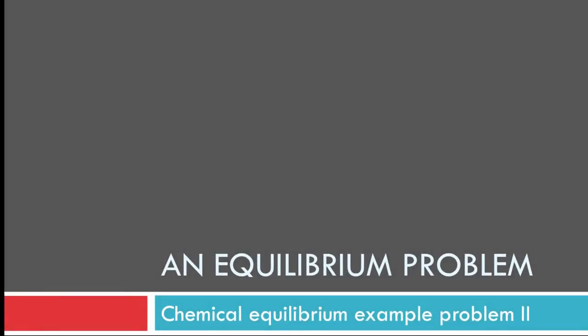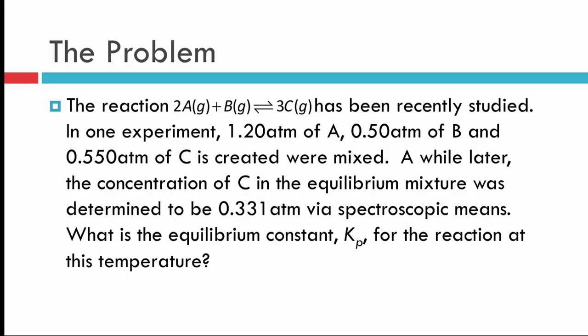Hi, chemistry students. Let's do another equilibrium problem, this time from a different angle, I would say. What we're going to do is, instead of being given the equilibrium constant, we're going to find out how an equilibrium constant can be determined from experimental data. So the problem would be something like this.